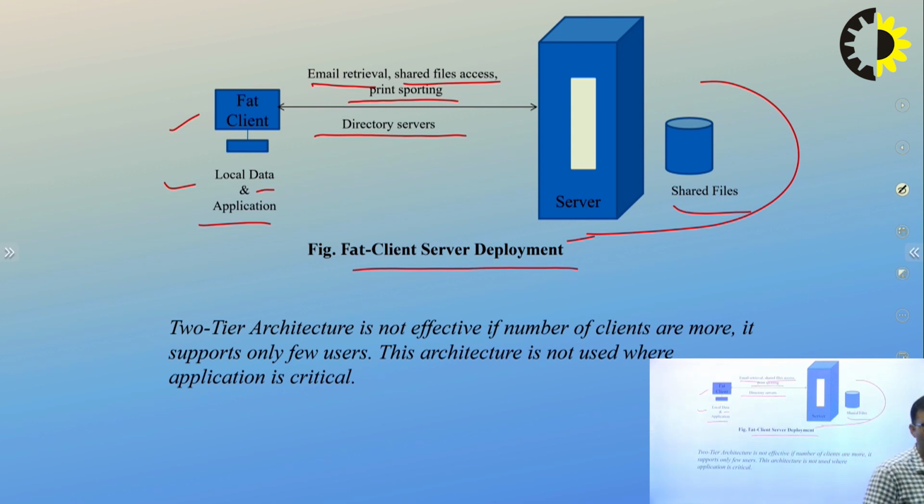सभी इंफॉर्मेशन जो हम कर सकते हैं वो फैट क्लाइंट सर्वर डिप्लॉयमेंट से हम कर सकते हैं. ठीक है. देन टू टियर आर्किटेक्चर इज नॉट इफेक्टिव इफ नंबर ऑफ क्लाइंट आर मोर. यहां पर अगर नंबर ऑफ क्लाइंट अधिक हो गए हैं तो ये जो इफेक्टिवनेस होगी आपकी वो नहीं रहेगी. ठीक है. सो इट सपोर्ट्स ओनली फ्यू यूजर्स. Okay, this architecture is not used where the application is critical.